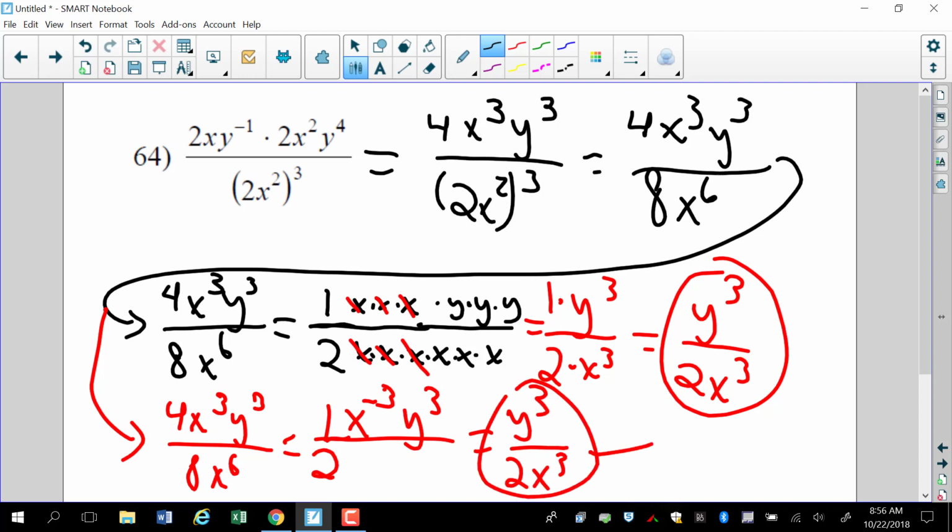So notice you will get the same answer no matter what way you do it, and it doesn't matter what properties you use and what order. As long as you follow all your rules and all your properties correctly, you really can't do these problems wrong.